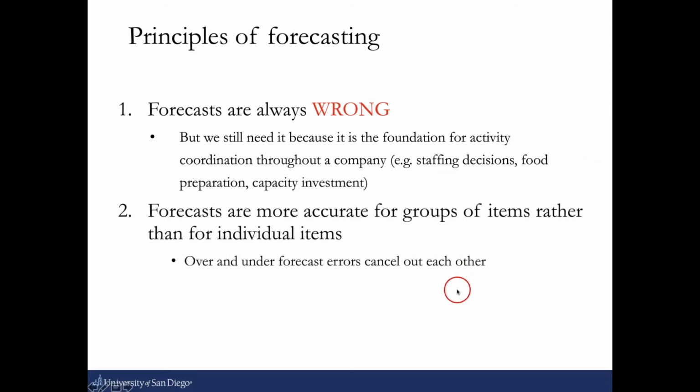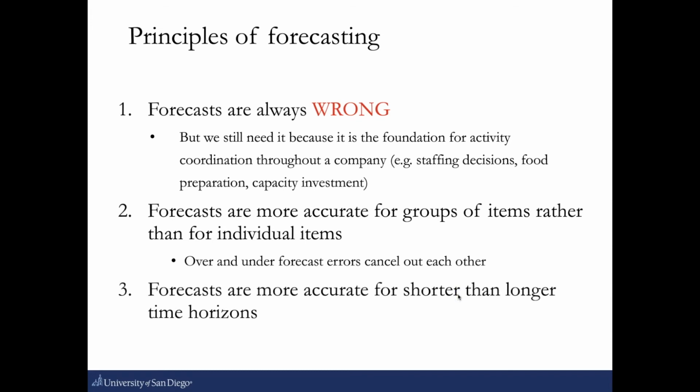Second, forecasts are more accurate for groups of items rather than for individual items. And the reason is because when items are grouped together, under forecast and over forecast of individual items get cancelled out. So this is akin to averaging that we will see later on in this lecture.